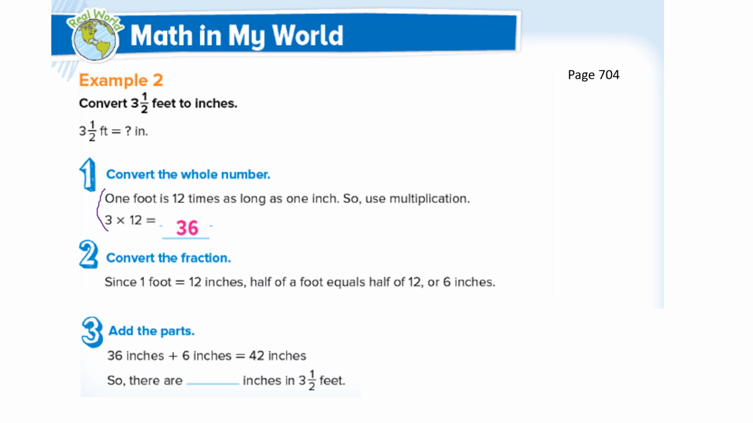36. Then we have to convert the half here. We can't just forget about that. So since 1 foot is 12 inches, half of a foot would be 6 inches, right? So we're going to have to put those two numbers together. 36 plus 6 is 42 inches. So there are 42 inches in 3.5 feet.